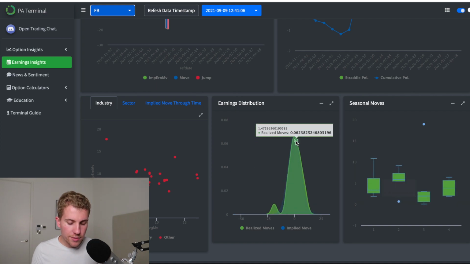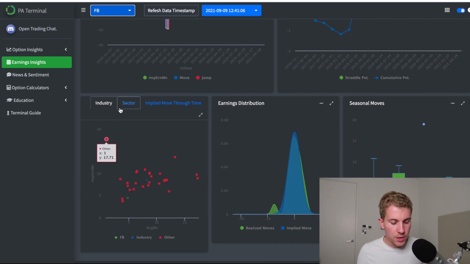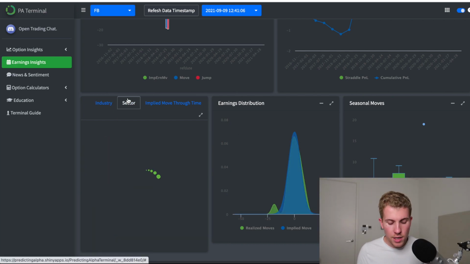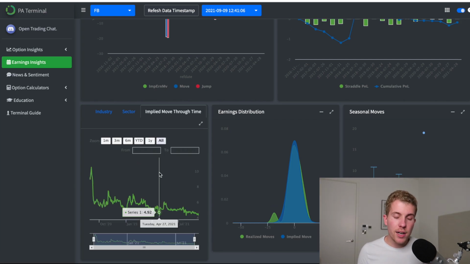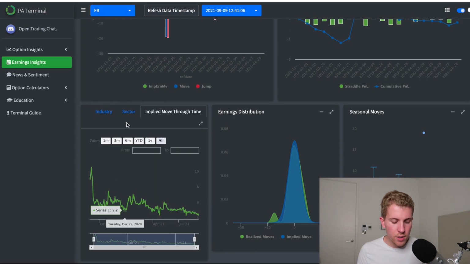Then after that, you also have the earning distribution in terms of implied move and realized move, so you can see how it differs. And you can also compare, for example, Facebook against its industry in terms of sector, and you can see the implied move over time. So you can see that there is quite a lot of information there.